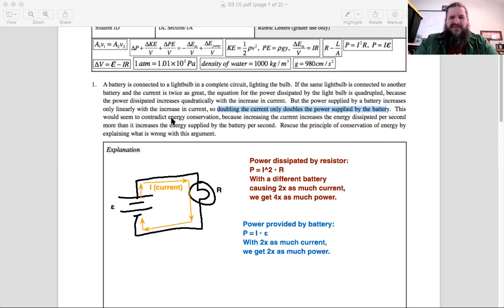This would seem to contradict energy conservation because if we change to a different situation, we can't have the new battery provide twice as much power, but the resistor use 4 times as much power. Those should be increasing by the same amount. So energy conservation doesn't really seem to work in this case. We can't get twice as much power available, but then have 4 times as much power being used. Those should match. So what's the mistake here? What's wrong with this argument? Where is the trickery going on? Because this is absolutely a trick question. So where's the trick?